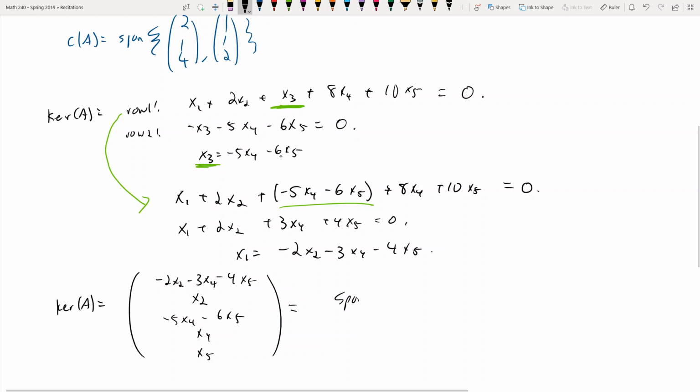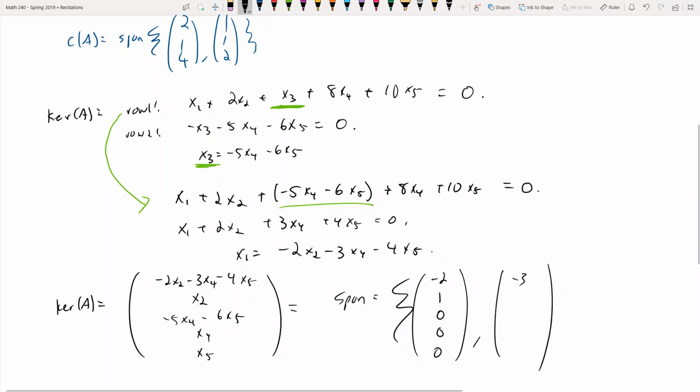So for each free variable, I just go through and read off the coefficients to get my kernel vectors. So that's equal to the span of, and here I read off my x2 coefficients: negative 2, 1, 0, 0, 0. Now I read off my x4 coefficients: negative 3, 0, negative 5, 1, 0. And then my x5 coefficients: negative 4, 0, negative 6, 0, 1.